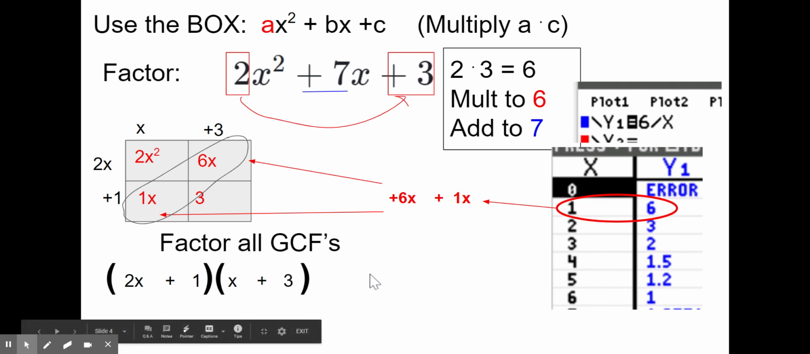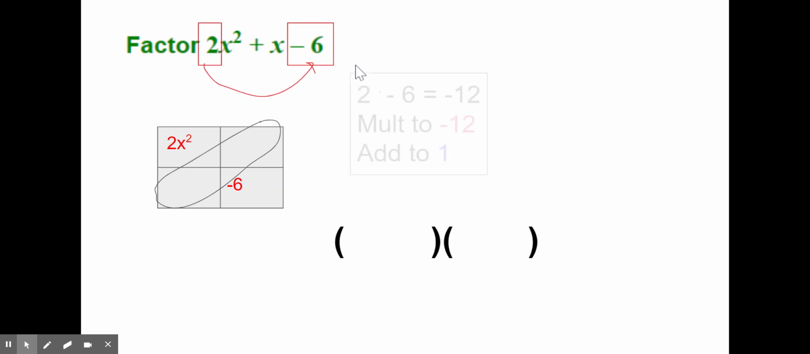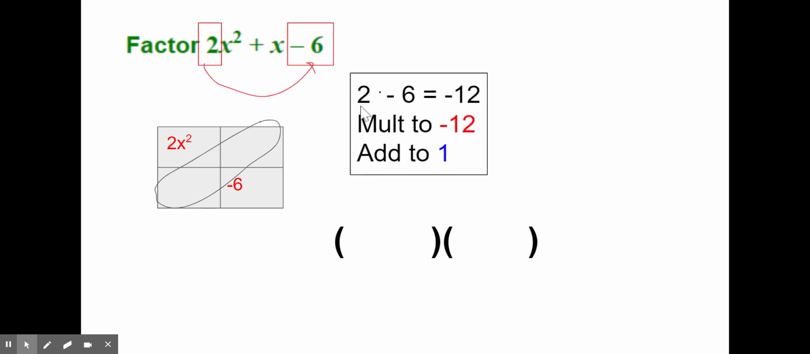Two binomials. Let's give it one more try. I have 2x squared plus x minus 6. Here's my box. Lead term and constant go in the upper left and the lower right. These two boxes are going to be the like terms that add to x. First, I'm going to multiply my lead coefficient times my constant. 2 times negative 6 gives me negative 12. I need two numbers that multiply to negative 12 and add to that 1.